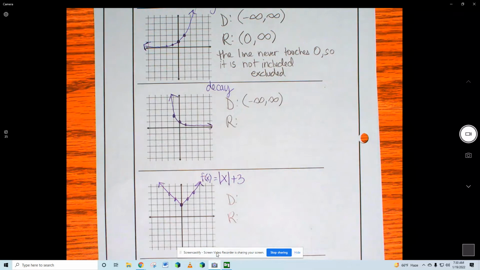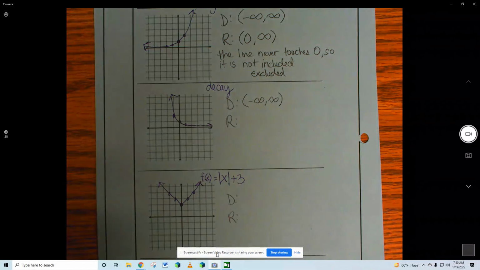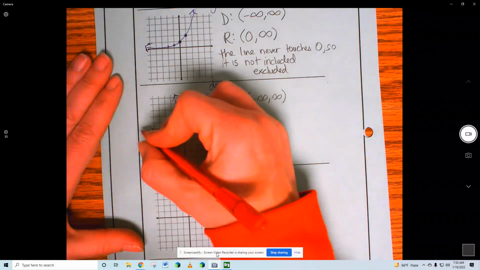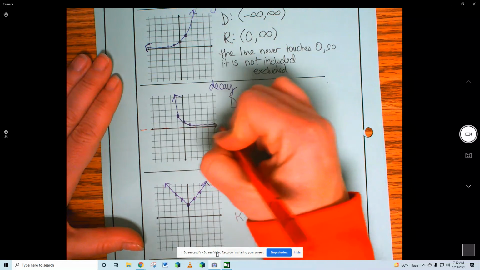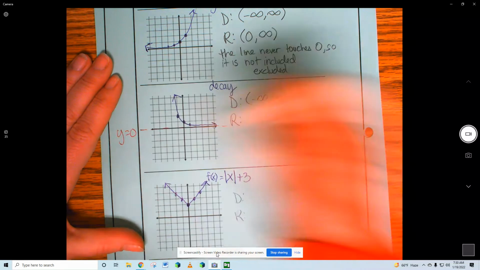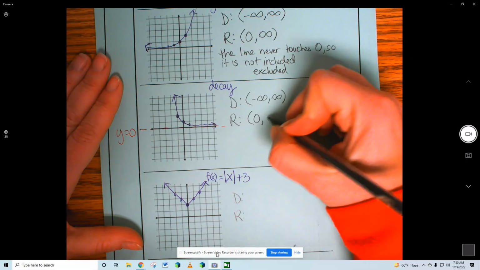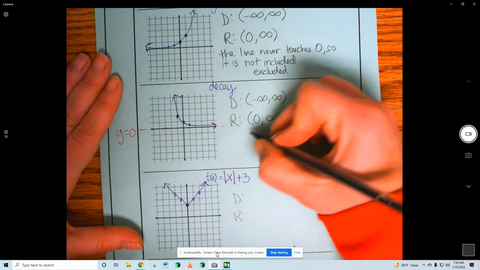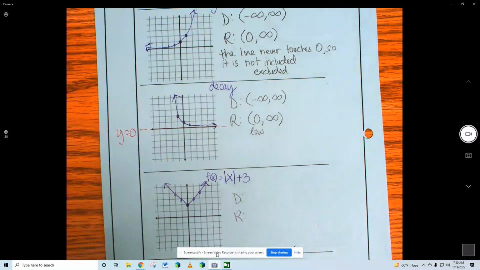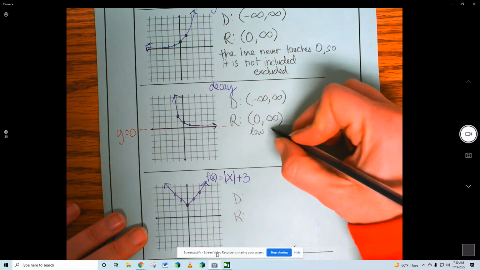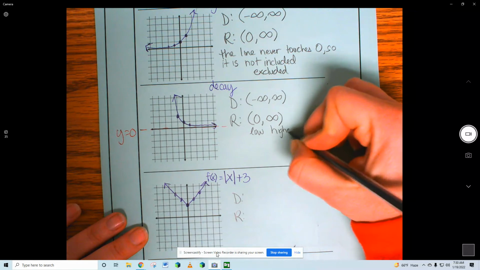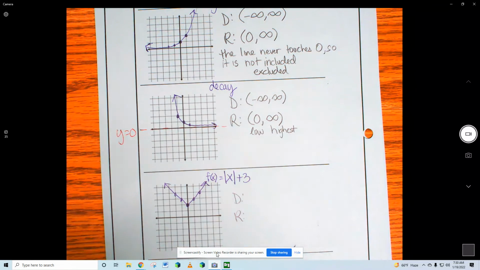But the range, my asymptote. Do you want to say it again? Asymptote. It never touches. So it's parentheses 0, comma, and then it goes up, low to high. The lowest point is around 0 because it gets super, super close. The highest point up is infinity.